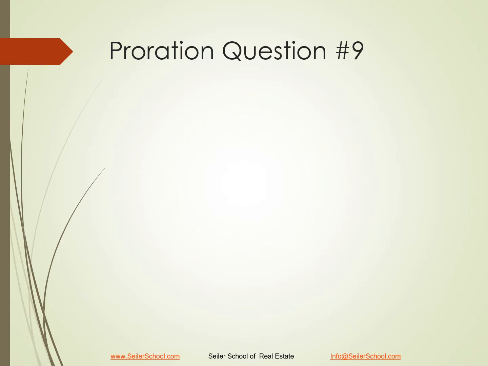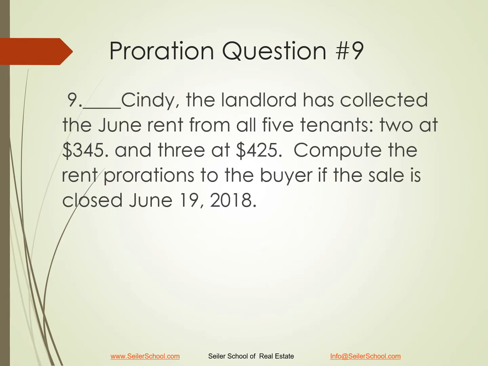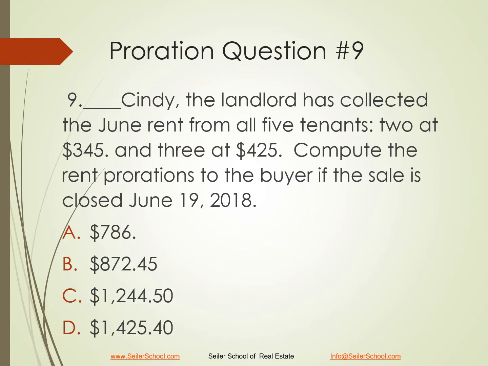Proration question number 9. Cindy, the landlord, has collected the June rent from all 5 tenants, 2 at $345 each and 3 at $425. Compute the rent prorations to the buyer if the sale is closed June 19th, 2018. Hopefully we'll come up with one of those answers.